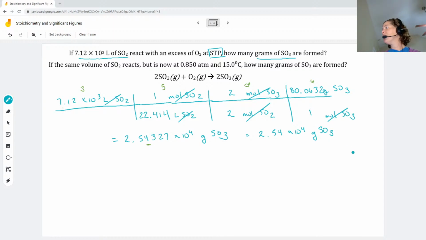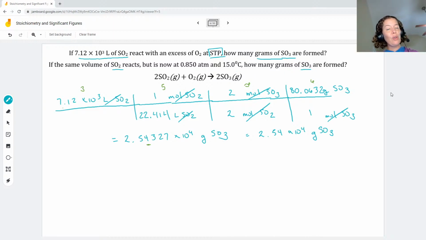Okay, great. Let's see if there are any questions. No questions. That's fantastic. Let's keep on going. We've got a second part of this one, and it's not going to be quite as easy because we're no longer at STP. Okay, so if the same volume of sulfur dioxide reacts, but is now at 0.85 atmospheres and 15 degrees Celsius, how many grams of sulfur trioxide are formed?